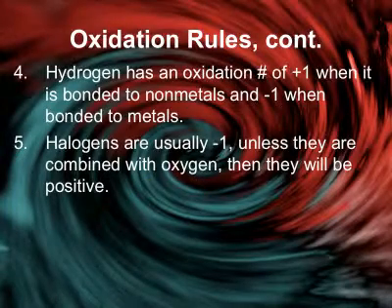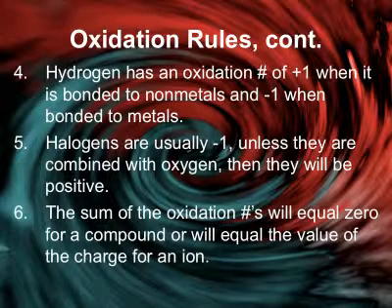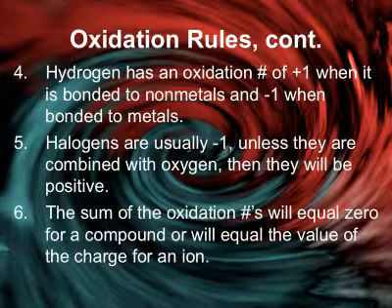Okay, the last rule is that oxidation numbers will always add up to 0. So if we have a compound, the compound as a whole has to equal 0. Just like when we were doing charges, right? If we had iron oxide, we could determine the charge of iron based on how many oxygens we had, correct? Same basic concept. If we know what some of the oxidation numbers are, we can figure out the remaining ones because it all has to equal 0.